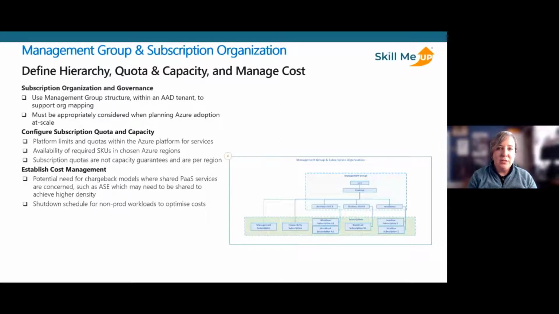So one of the things to be conscious of as you're plotting out this actual landing zone where workloads and future workloads will migrate to or be built on, you want to factor in those types of things, as well as the availability of SKUs if you need a specific VM, a specific region, a specific type of, say, Azure Cosmos DB, maybe a certain SKU of Azure SQL. You want to make sure all of that's available in the region you're deploying everything to. So subscription quotas, they're not really capacity guarantees, and they are per region. So there's this concept here of a soft limit and a hard limit. A lot of that's outlined in the document I had referenced.